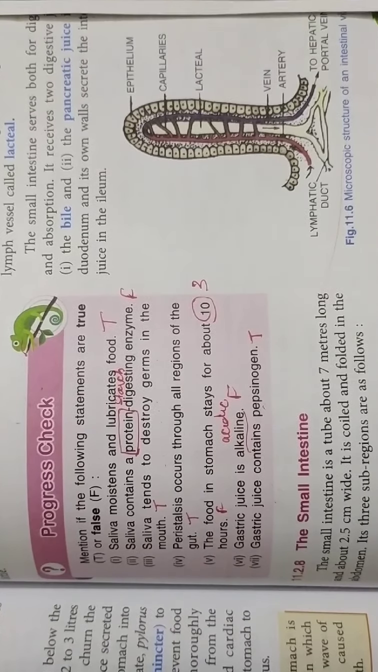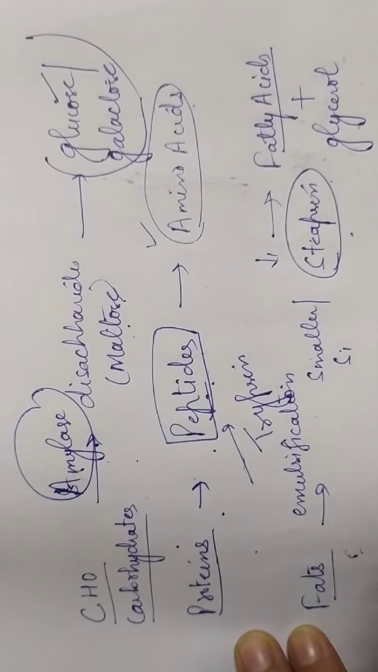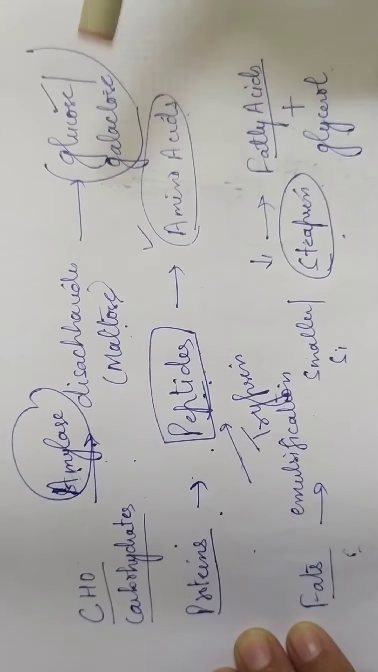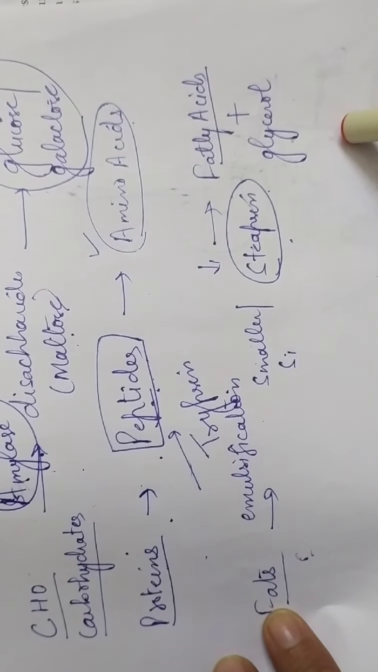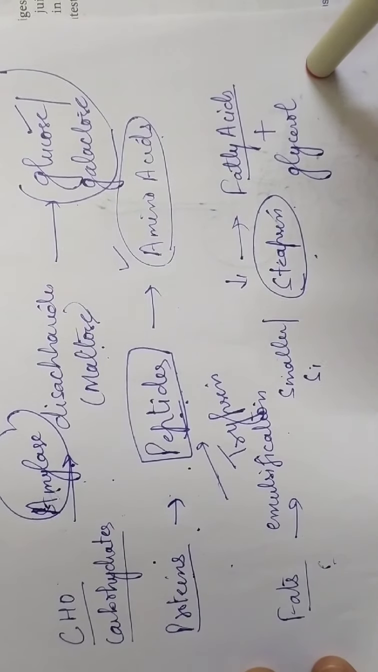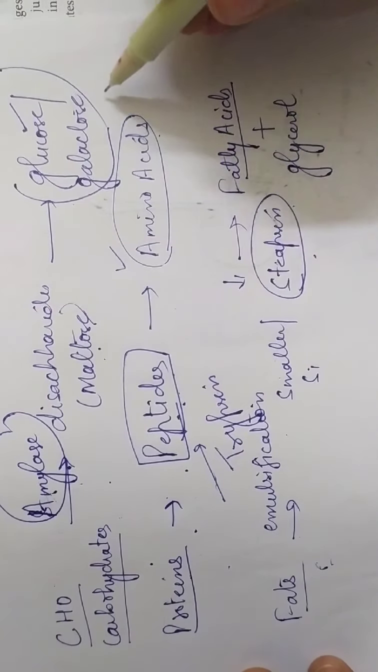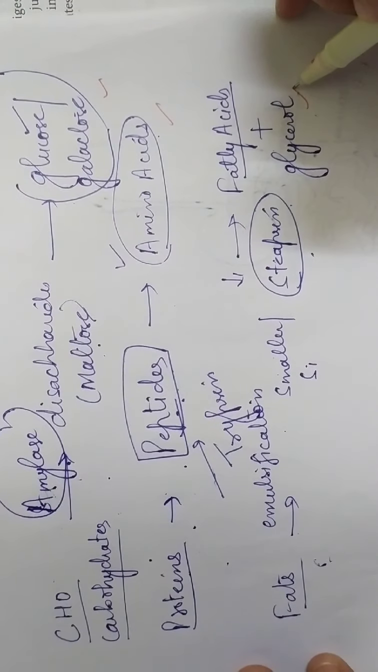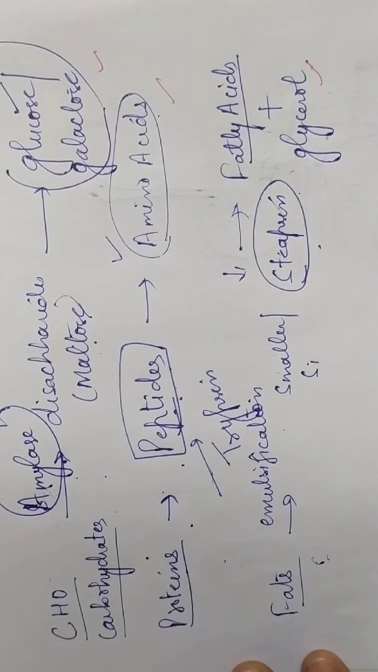Ultimately we have studied that after digestion, the carbohydrates got converted into glucose or galactose molecules, proteins into amino acids, and fats into fatty acids and glycerol. Now all this final digestion took place in the small intestine. Their absorption also occurs in the small intestine, and for that you have to study one more structure.